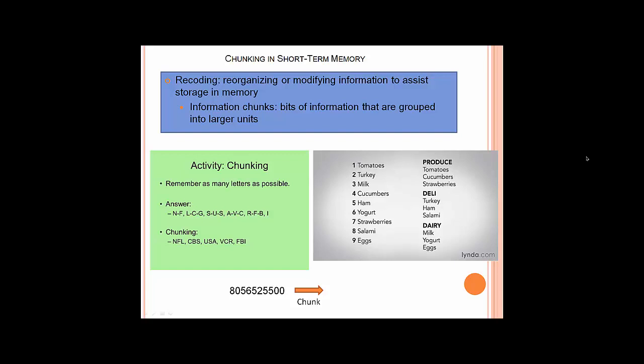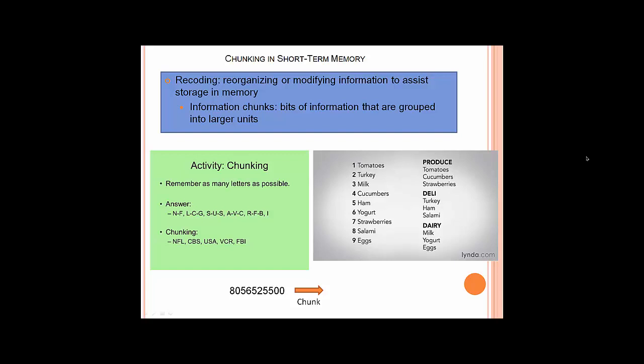So, for example, let's say you went out and you need to go to the grocery store. You got a grocery list, but you forgot it, and you don't want to go back and get it. How do you do that? Well, what you could do is chunk your grocery list. So there on the right side, you see there's 9 items that you had on your grocery list. I forgot it. What am I going to do?